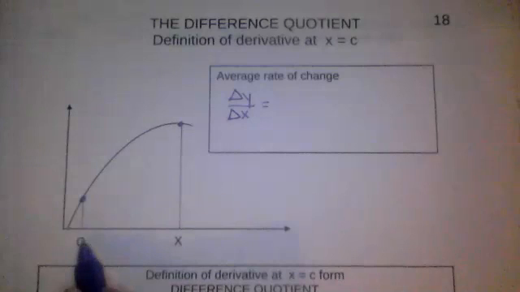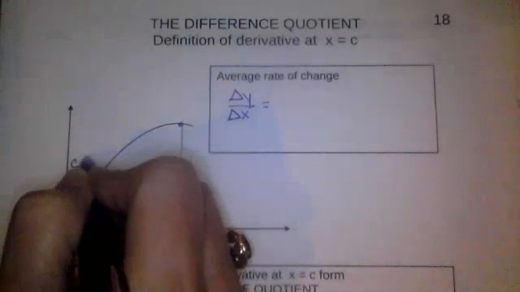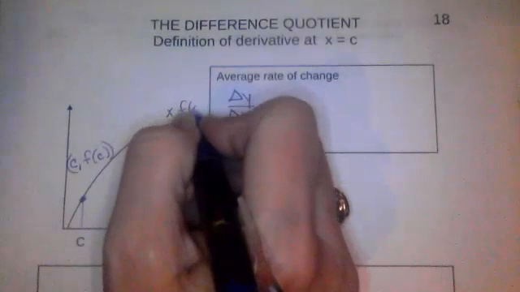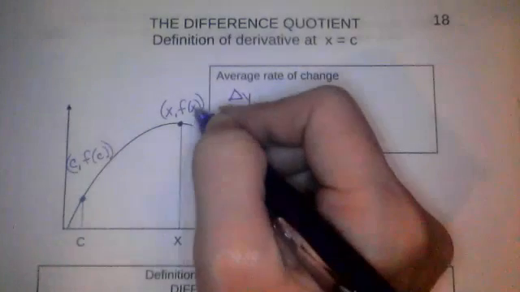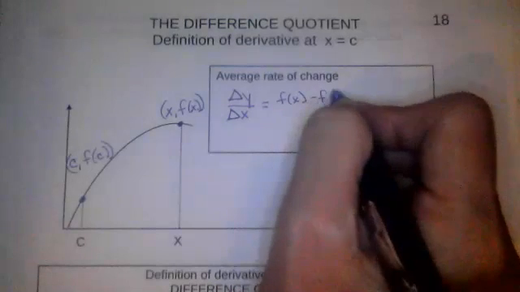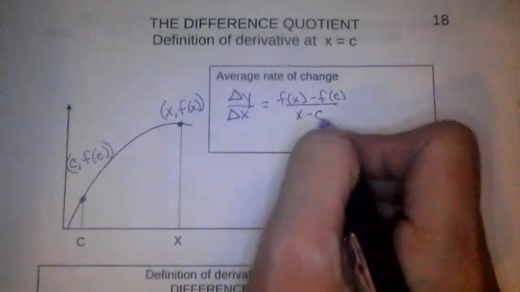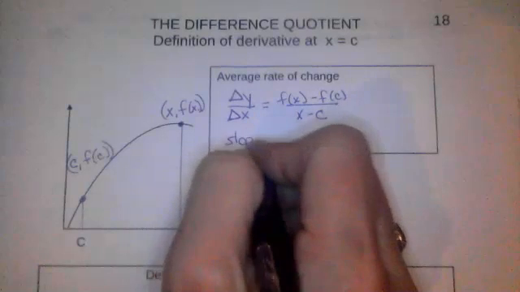And so I'm going to label these points. I'm going to call this one c, f of c. And this one would be x, and the y value would be f of x. And so whenever I am talking about the change or the difference in y, it would be f of x minus f of c over x minus c. And that is the slope of the secant line.